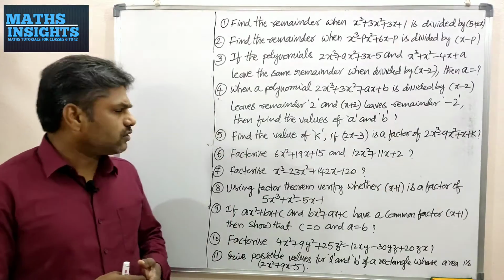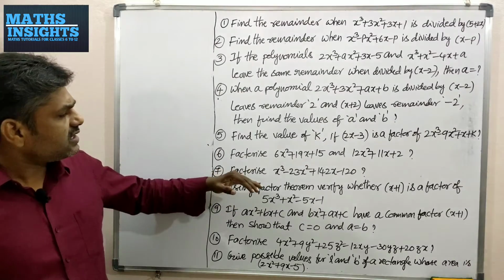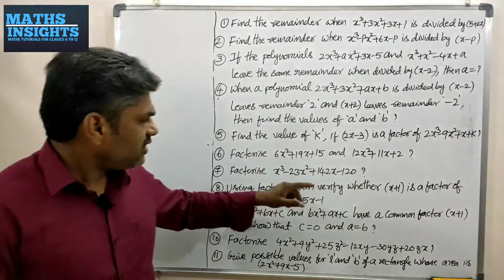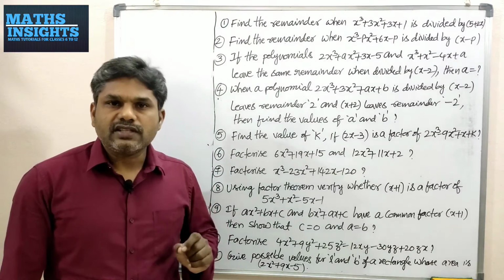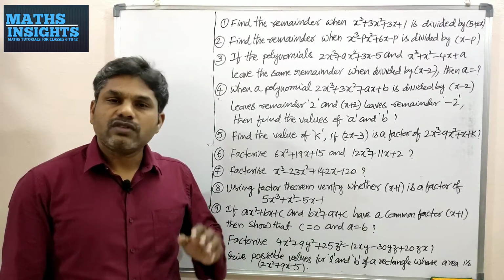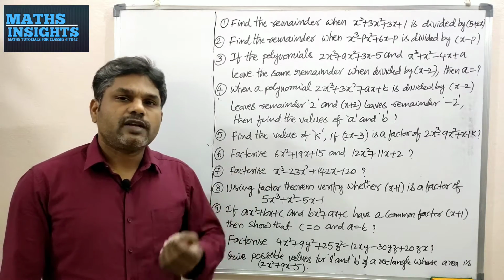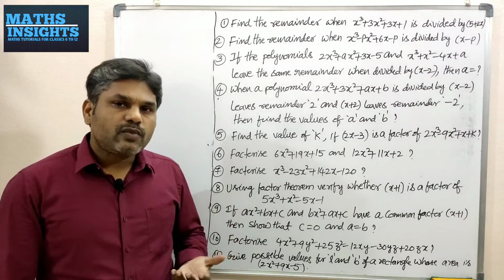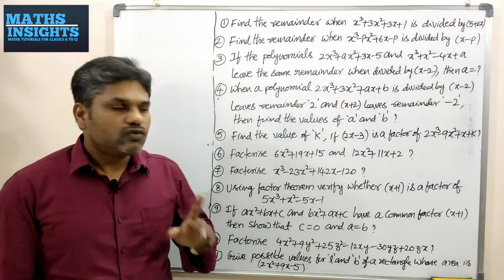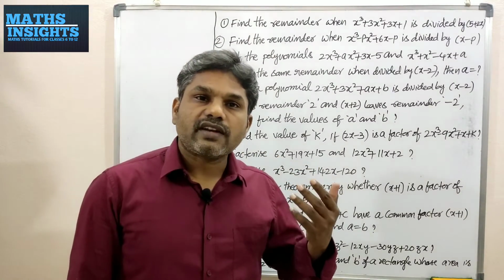If you see the seventh question, factorize this polynomial. If you observe the degree of the polynomial, it is 3. That means this polynomial will have 3 factors. In the previous problem, the degree of the quadratic polynomial is 2 and hence there were only 2 factors. Now in this case the degree is 3, therefore you have to find 3 factors for it.